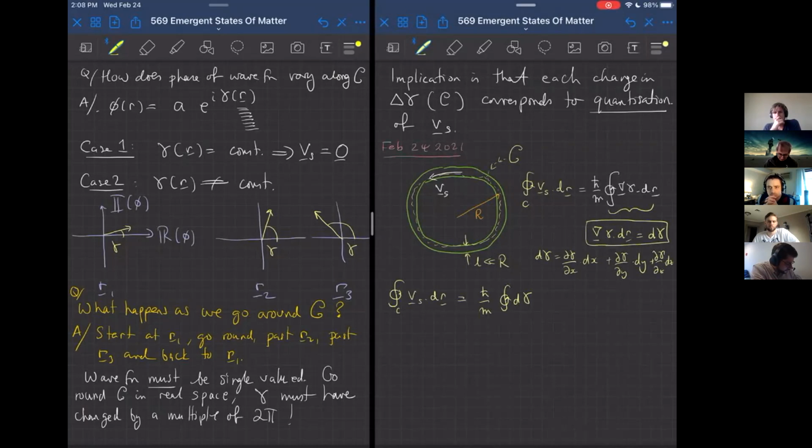So what we require is that the wave function, which we call phi, must satisfy the condition that phi at the start of the circuit is equal to phi at the end of the circuit as I go round the curve C.